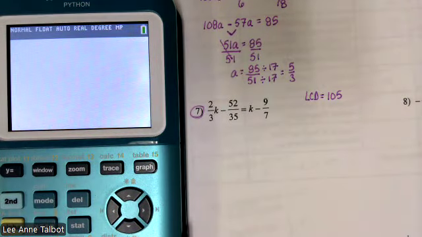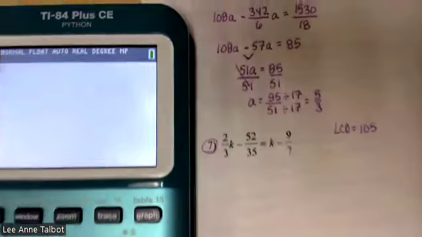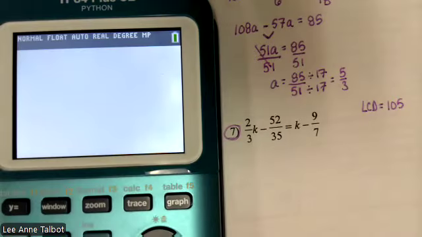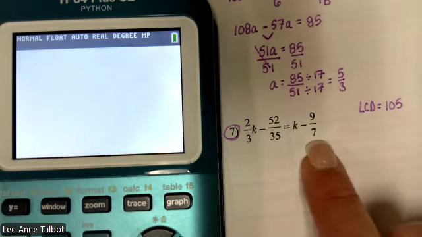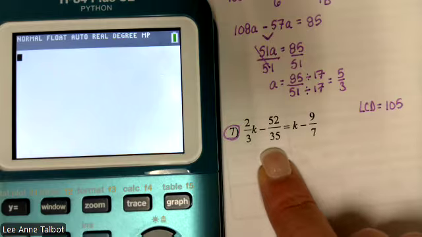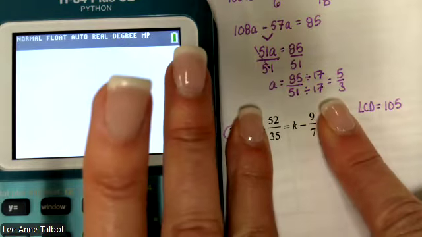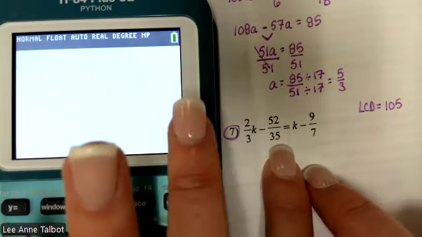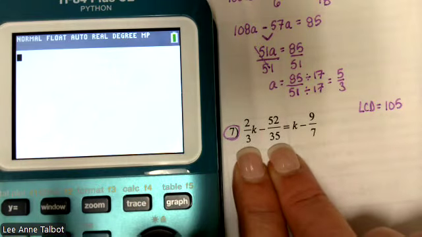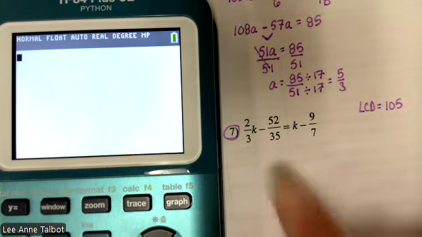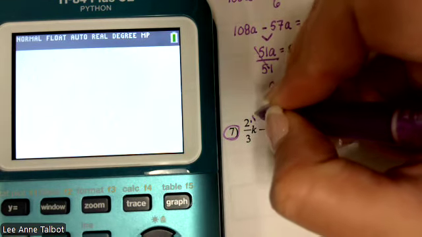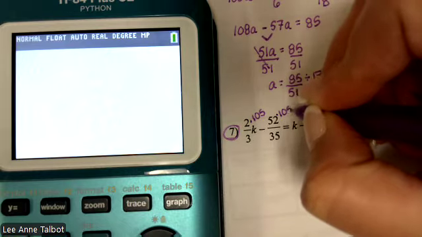Do you guys know where I got 105 from? Does anybody know my thought process to where I got 105? Okay, so I said, I know 7 goes into 35 evenly, so the common denominator between those two is 35. But 3 does not go into 35, so I just multiplied those two because that's the best I can do. Okay, so times 105, times 105.